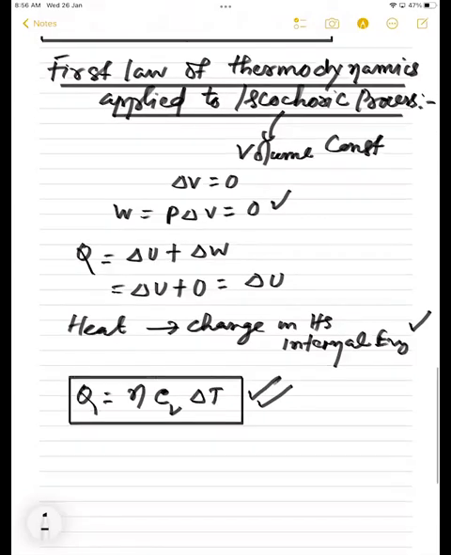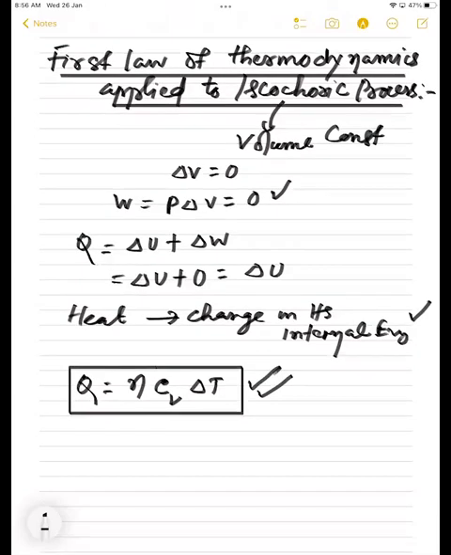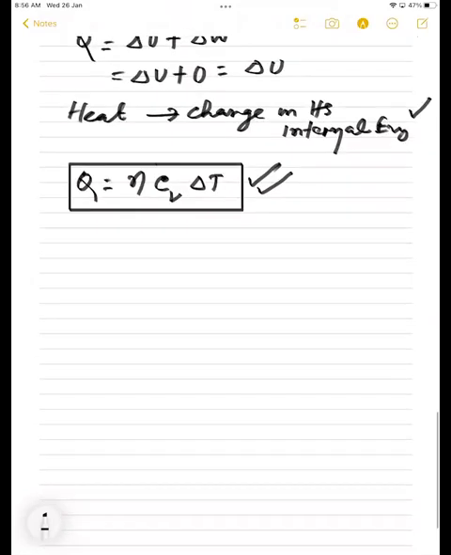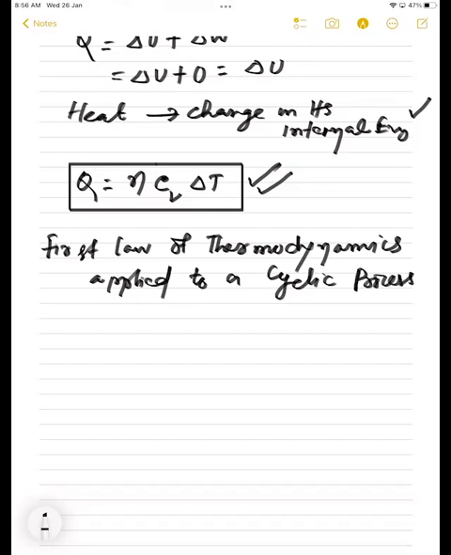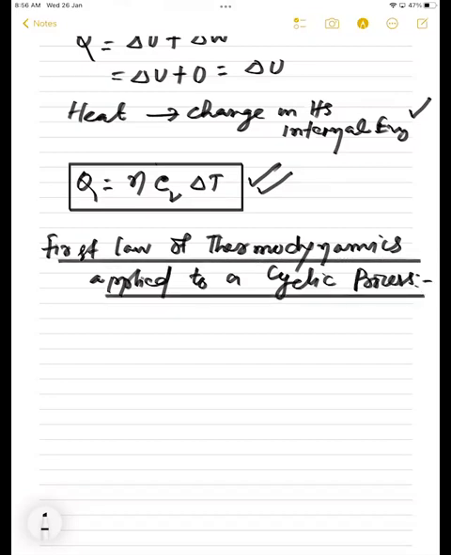Next, let's see the first law of thermodynamics applied to a cyclic process. I'll share the notes, don't worry. First law of thermodynamics applied to a cyclic process. You may get varieties of questions applied to a cyclic process.